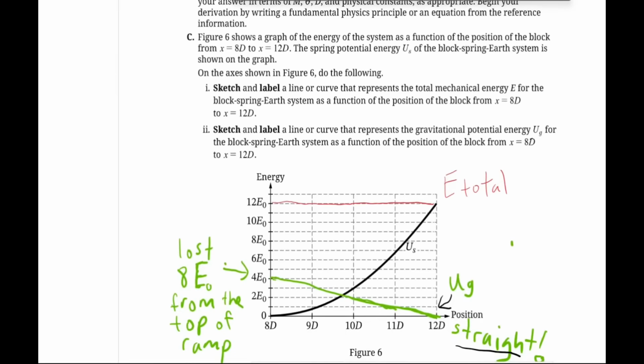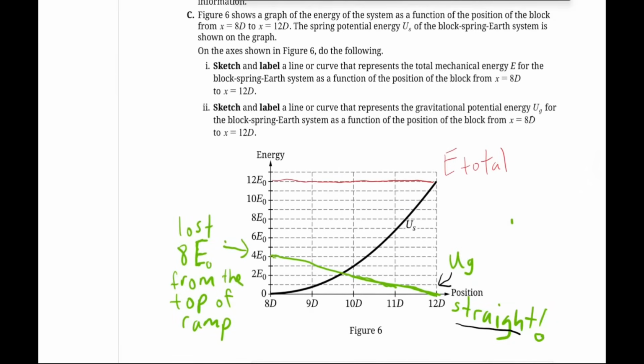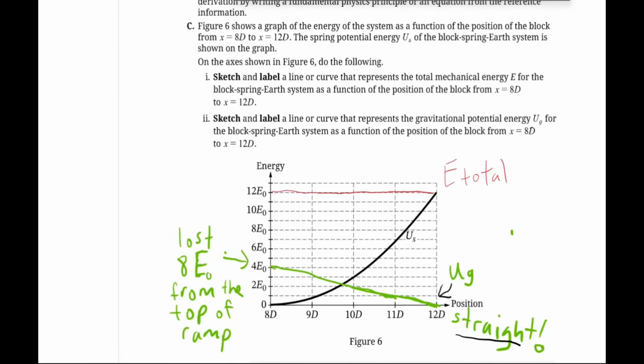For C, it says figure 6 shows a graph of the energy of the system as a function of the position of the block from x equals 8d to x equals 12d. So the whole time that the spring is getting pushed in, you have some spring potential energy. It says sketch and label a line or curve that represents the total mechanical energy for the block spring earth system as a function of the position of the block from 8d to x equals 12d.